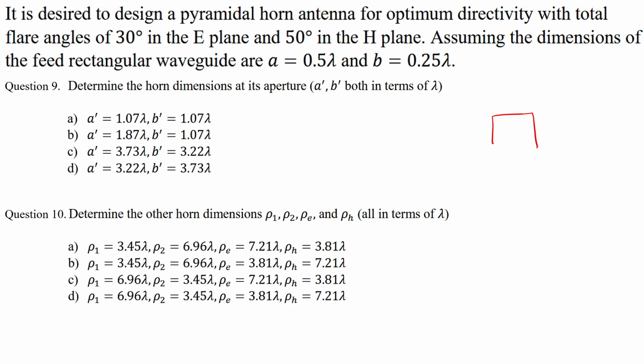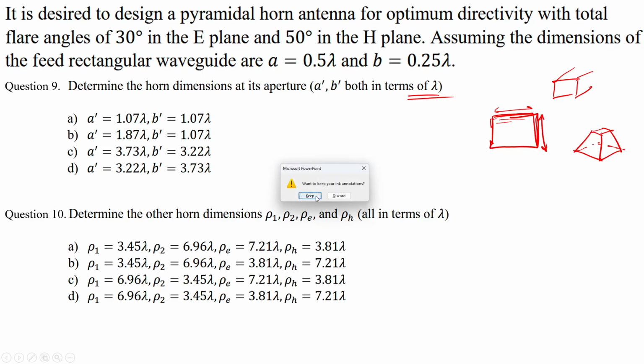That means it looks something like this, and this is the aperture. The antenna is something like this. Since it is a pyramidal horn, it has this kind of a shape. So this is the aperture, like the front face where it is radiating. So these are the dimensions we have to find, a dash and b dash, both in terms of lambda. I hope the question is clear.